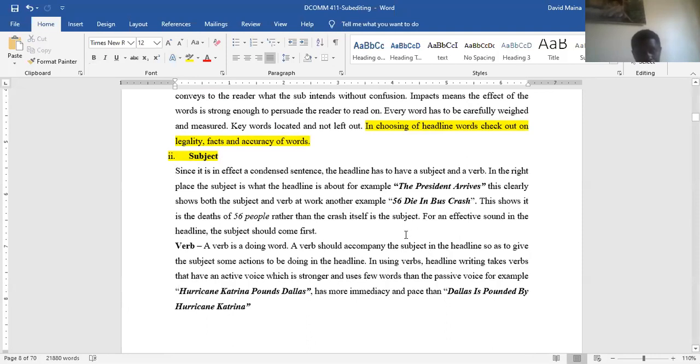Choose your subject clearly. The subject is what you're talking about. If you're talking about floods, if you're talking about the president, if you're talking about the pandemic, if you're talking about the rapist, if you're talking about the judge, if you're talking about the economy, choose your subject clearly.